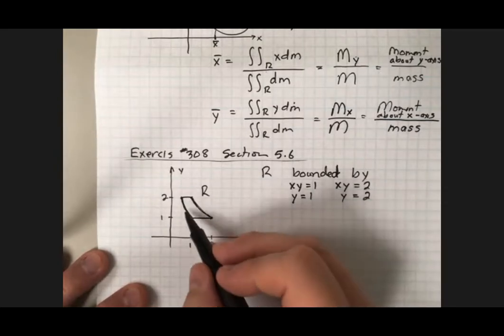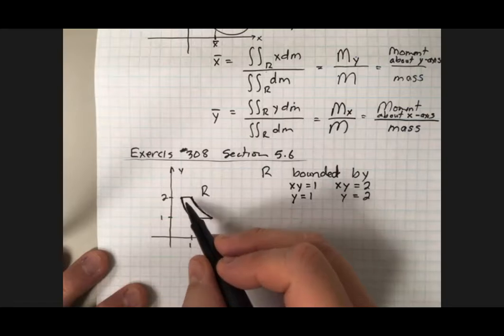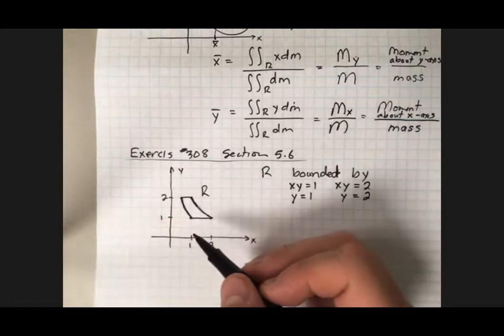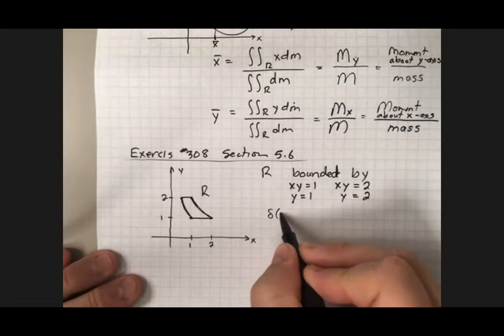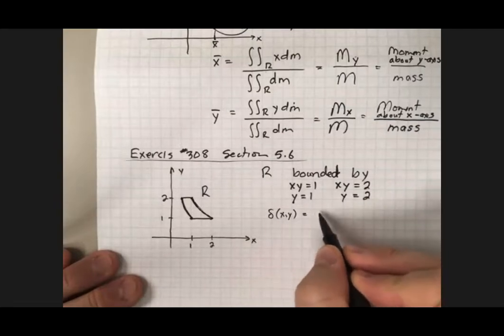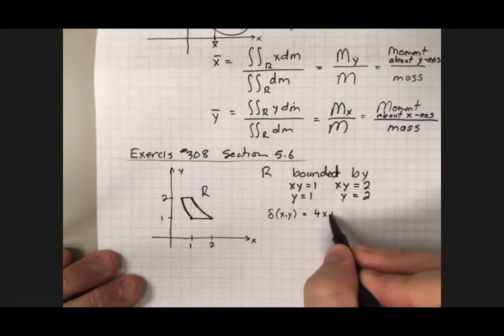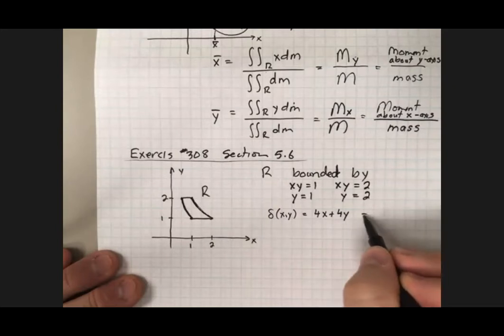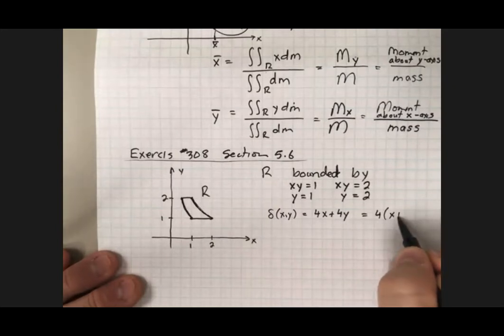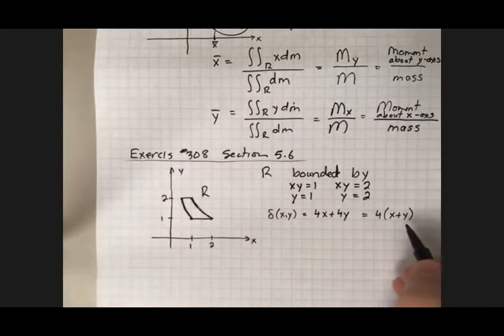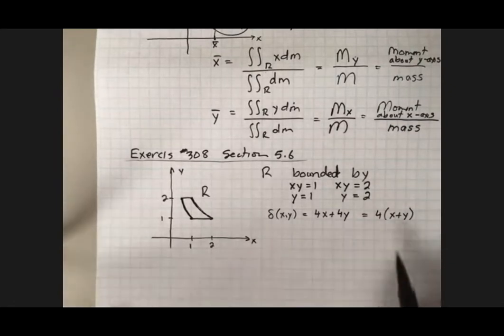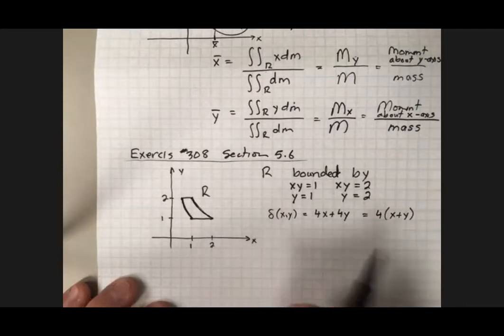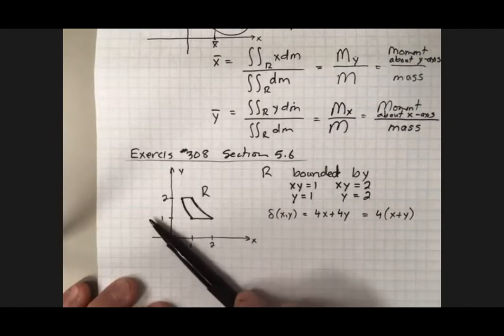Now, if this has a constant density, people call the center of mass the centroid, kind of the center of the object. But let's assign a different density to this just for fun and practice. And the problem assigns 4x plus 4y, or as he writes in the book, 4 times (x plus y). The problem does say rho, and I'm going to say delta. So what I have here is an object that's getting more dense as I move away from the origin.